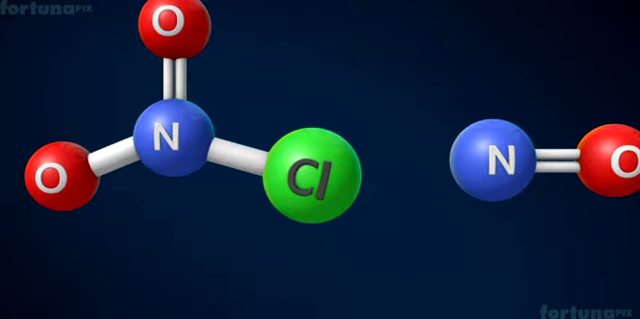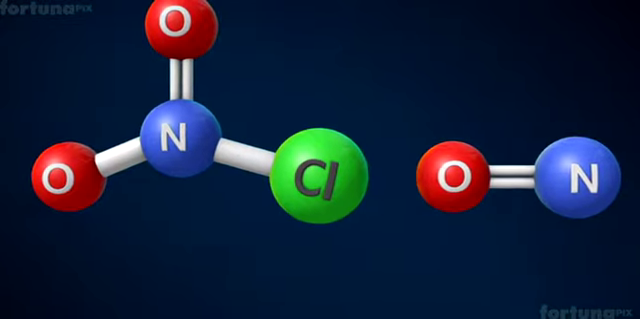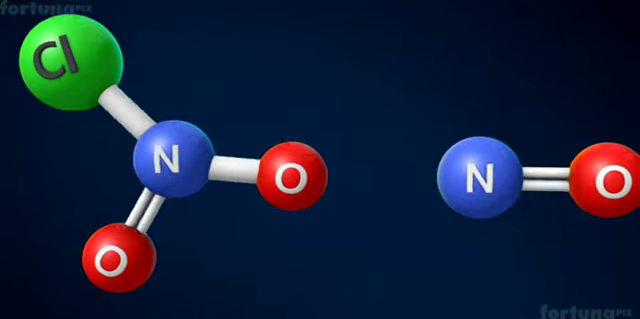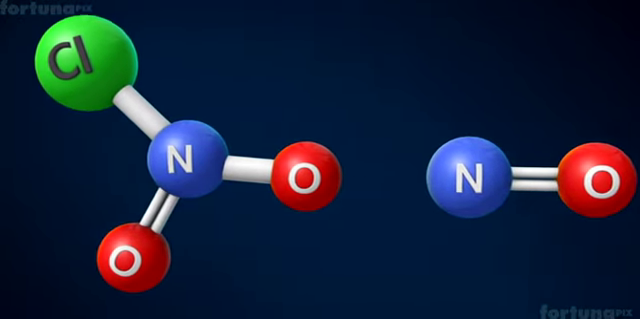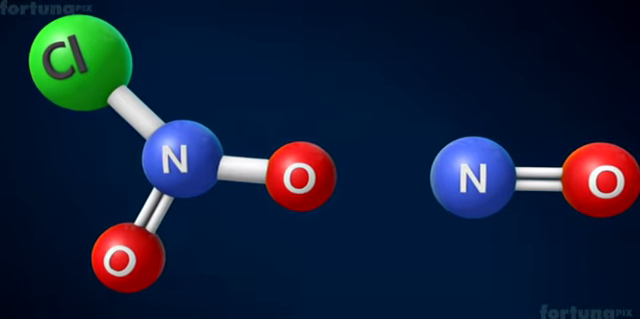Any other collisions, such as one between the oxygen of nitric oxide and chlorine, or one between the nitrogen of nitric oxide and the oxygen of nitryl chloride, will not yield products. Instead, the atoms will simply bounce off one another.